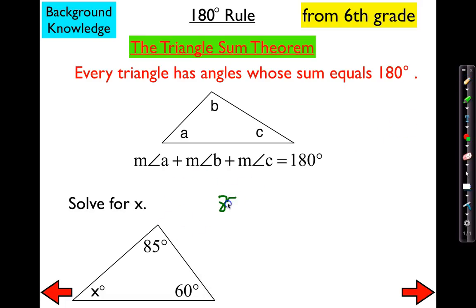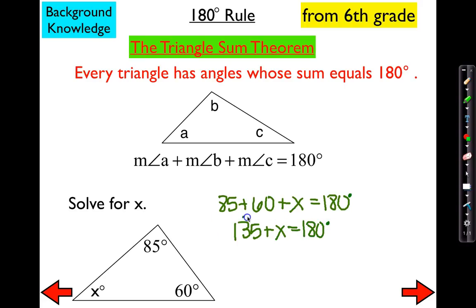I'm going to say 85 plus 60 plus x. I just chose these 3 angles. They should equal 180 degrees. Well, 85 plus 60, that's 135, plus x equals 180 degrees. Do the inverse operation by subtracting 135 from both sides. That's going to leave you with x equals 45 degrees. So what's x? X is 45.